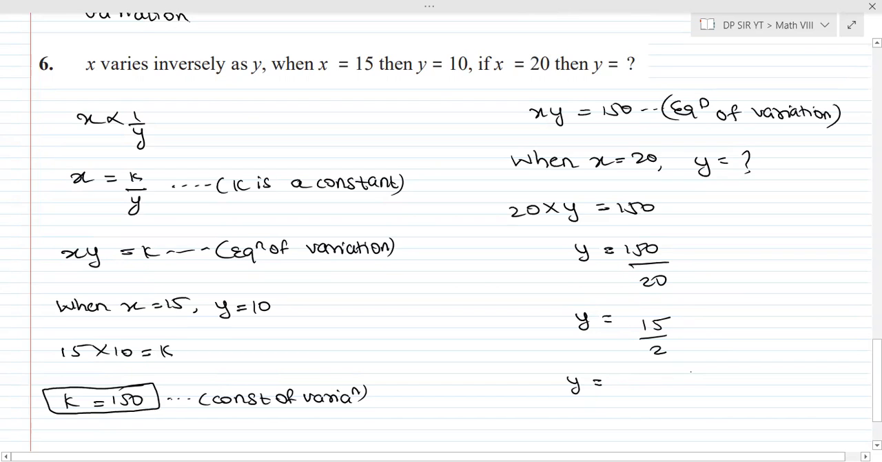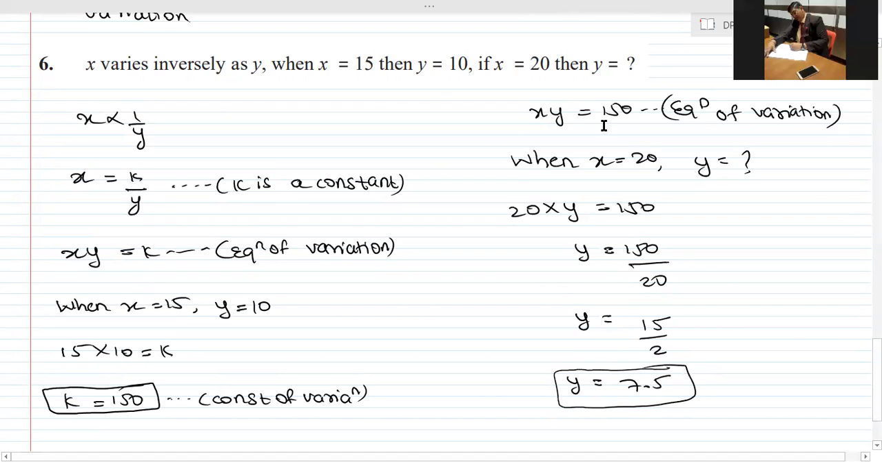Horrible question. 15 divided by 2, tell me. y is equal to what? 7.5. So this is my y is equal to 7.5. So what was asked of me? Yes, this was asked of me. So finally I am done with this exercise.